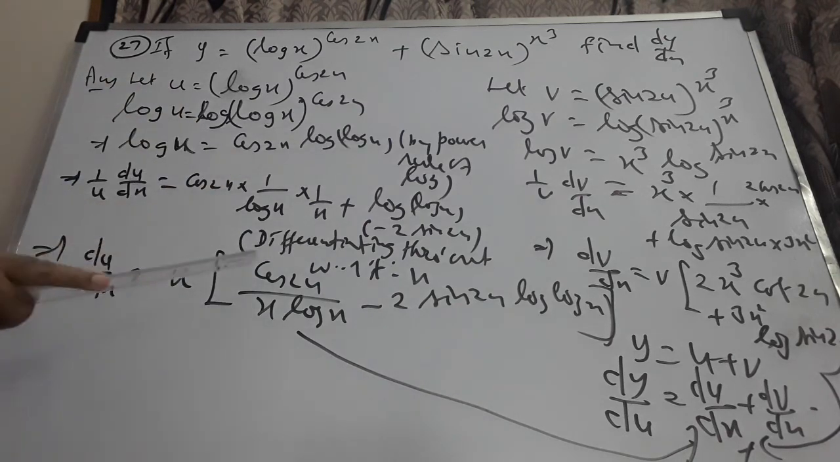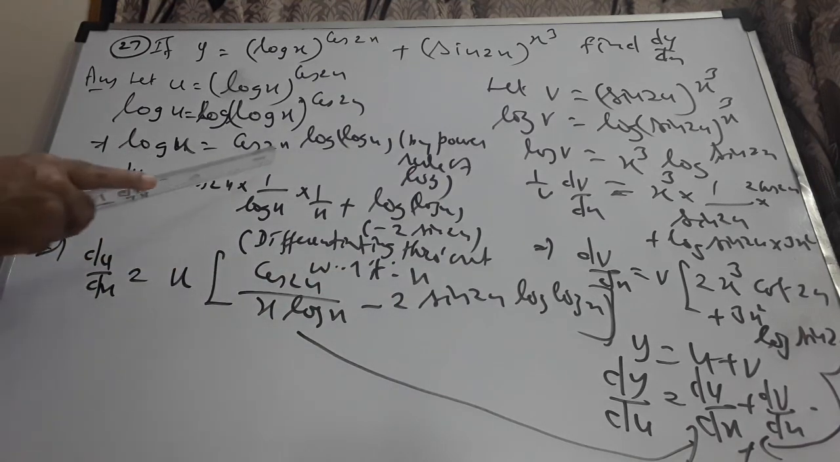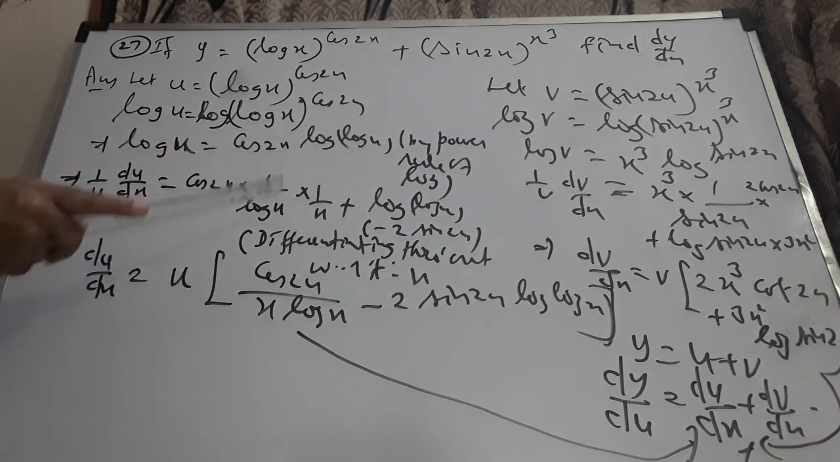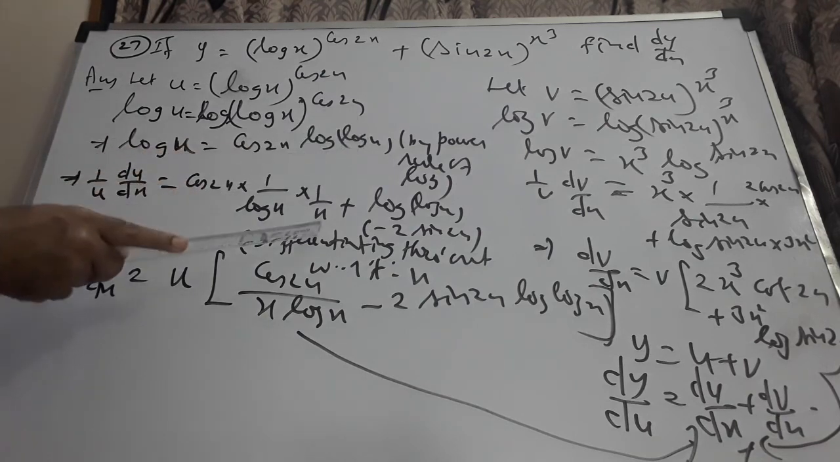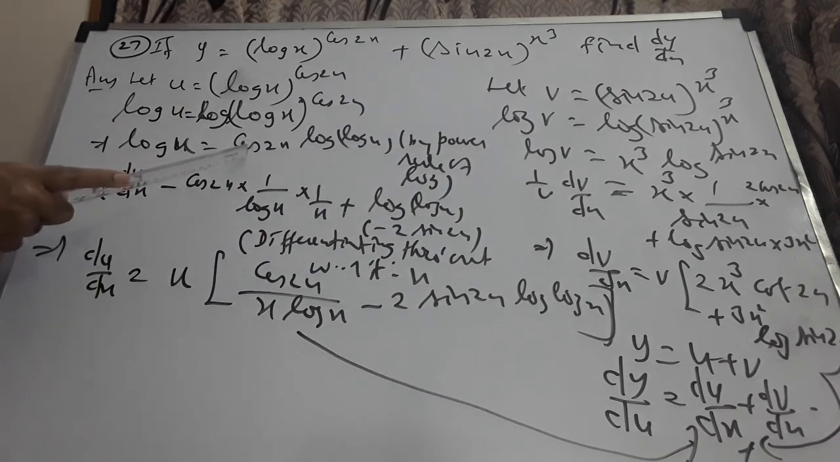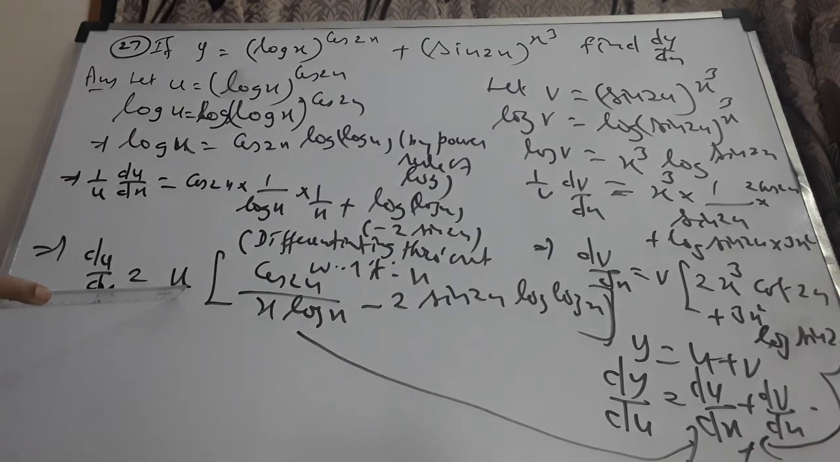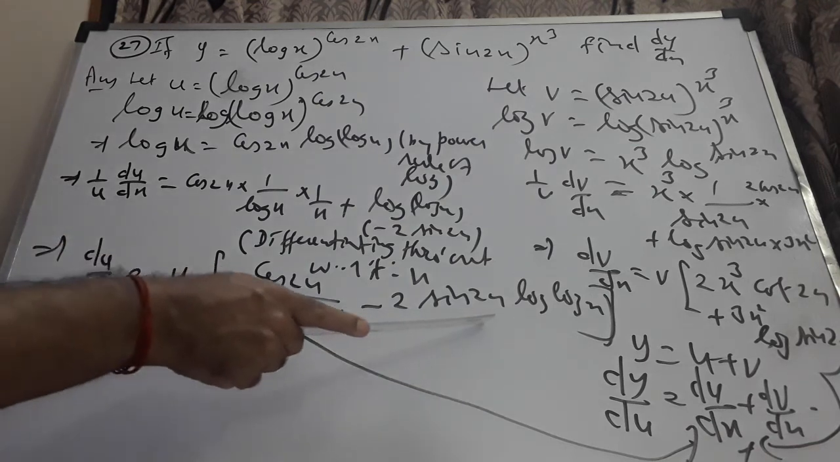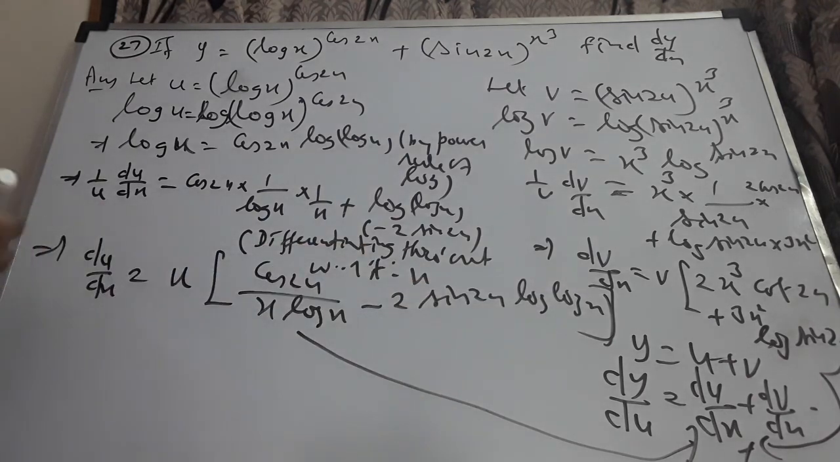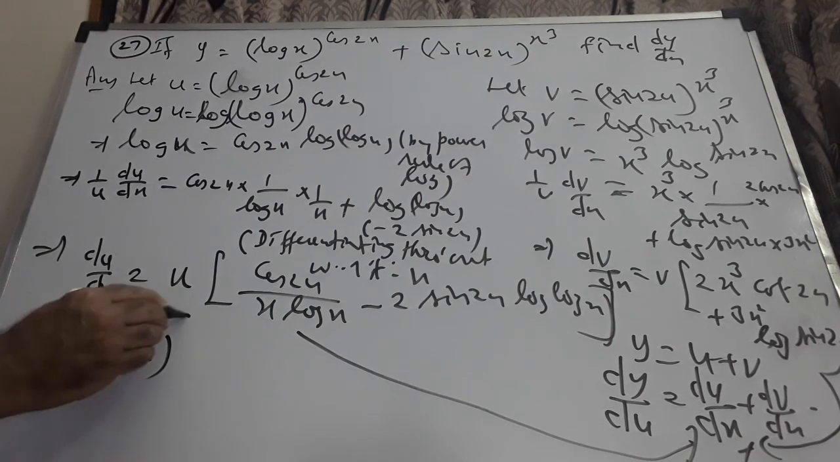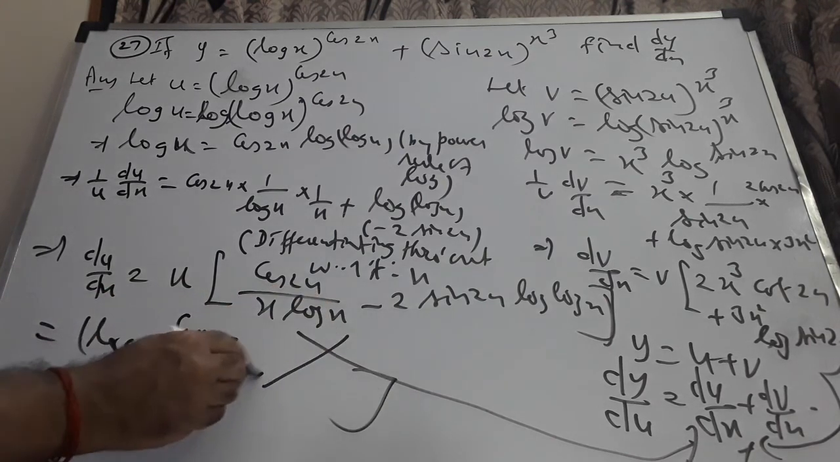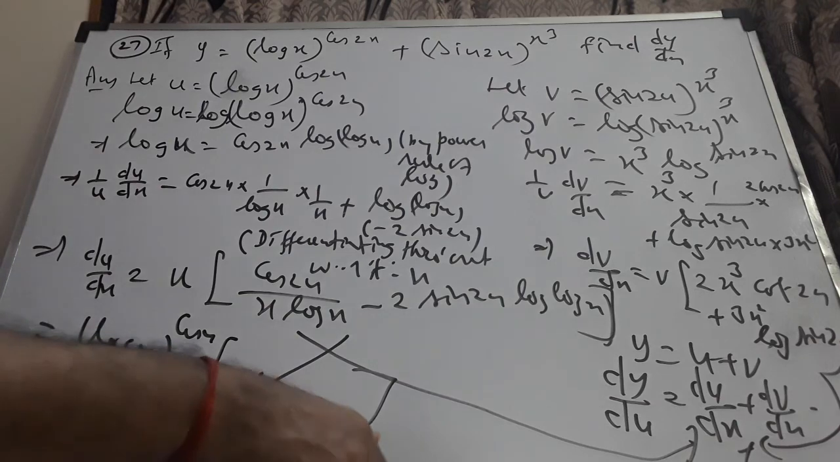Now for differentiating with respect to x, 1 by u du by dx is cos 2x into derivative of log of quantity, which is 1 by log x. Again for log x it is 1 by x. So log x into derivative of cos 2x, which is minus sin 2x into 2. Therefore du by dx becomes u into cos 2x by x log x minus 2 sin 2x into log x. You can substitute the value of u here, which is log x raised to cos 2x, the whole quantity again.